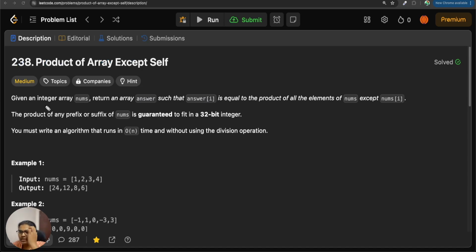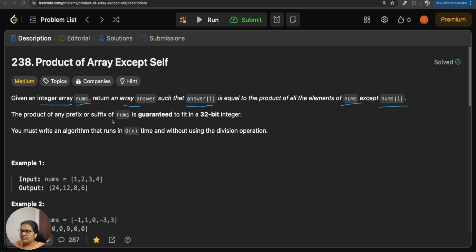The problem statement says we are given an integer array nums. We have to return an answer array such that answer at ith position is equal to the product of all elements of nums except nums of i. That means answer at i should be equal to the product of every other element in the array except the element at that position. Okay.